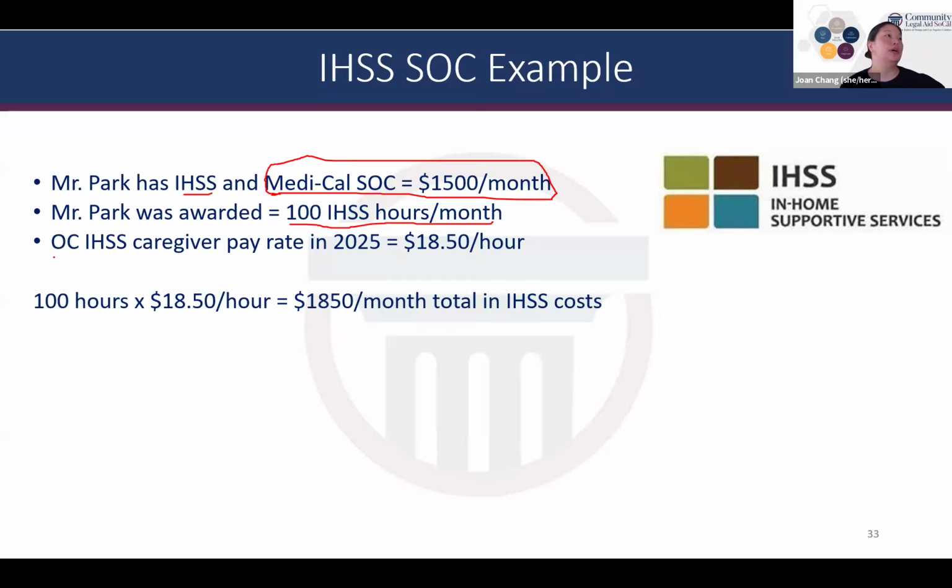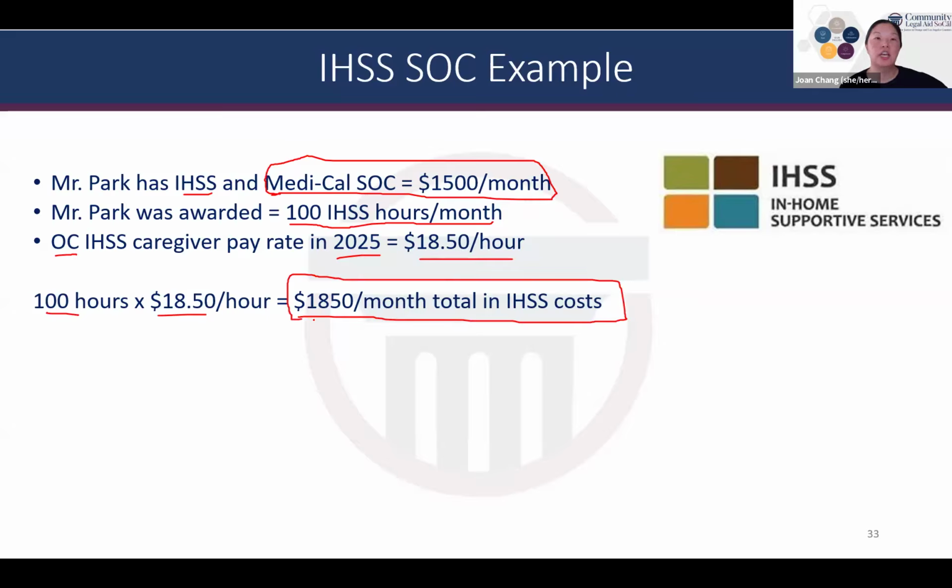Every county is different, and this is actually from 2025. I think it's gone up for 2026. But in Orange County, the IHSS caregiver pay rate is $18.50 an hour. So again, assuming this rate, I did the math, 100 hours times $18.50 an hour, that comes out to how much Mr.